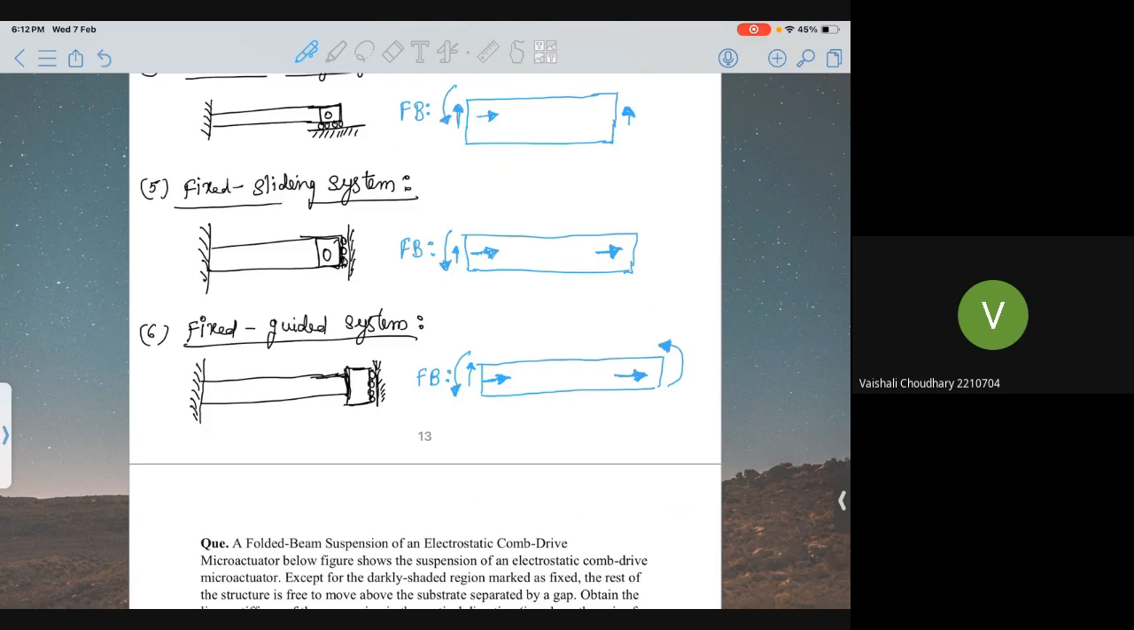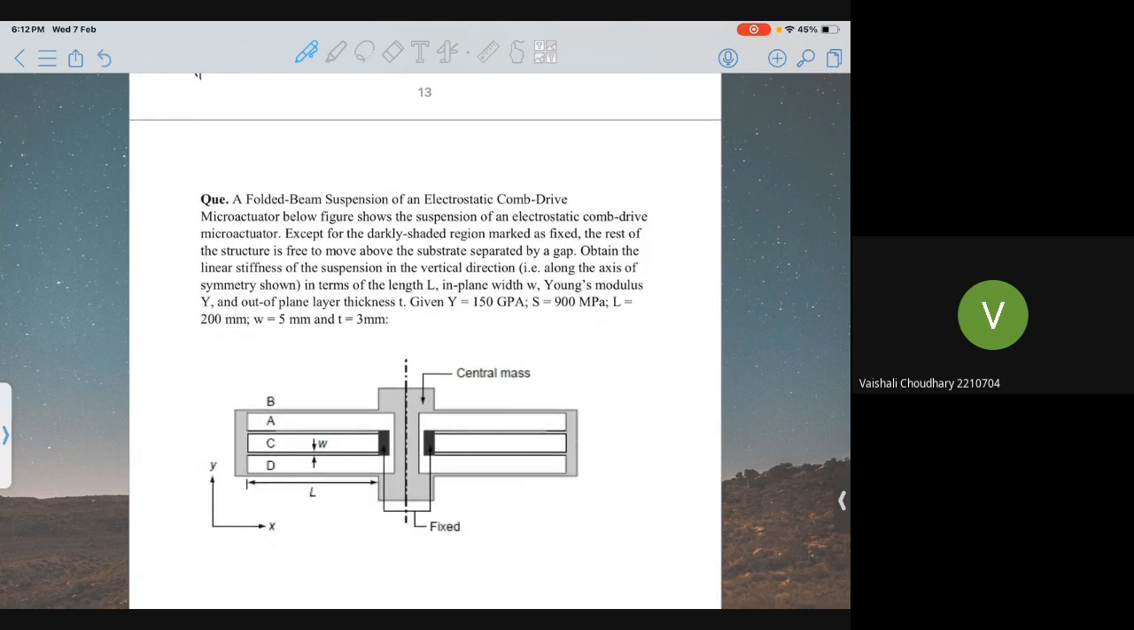Now we are going to move towards the problem. So the problem is a folded beam suspension of an electrostatic comb drive microactuator. The figure below shows the suspension of an electrostatic comb drive microactuator. Except for the darkly shaded region marked as fixed, the rest of the structure is free to move above the substrate, separated by a gap.